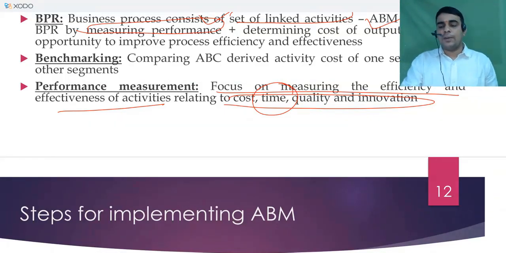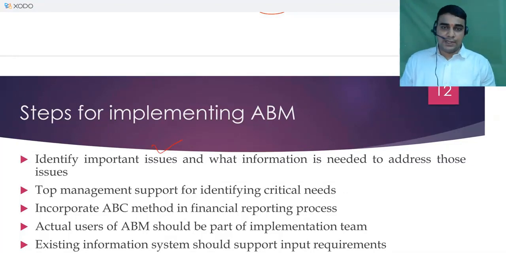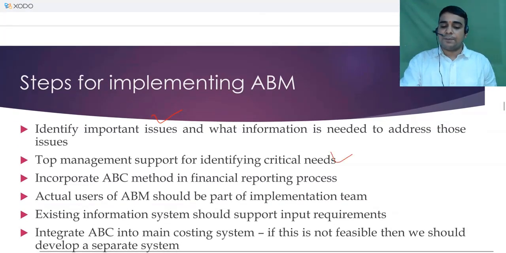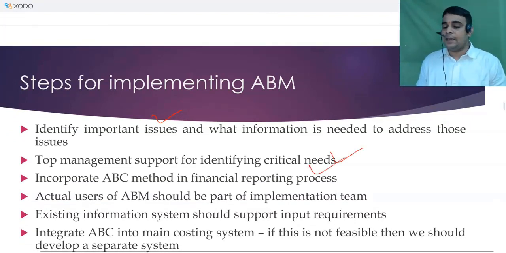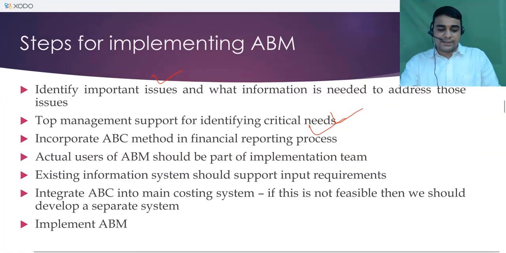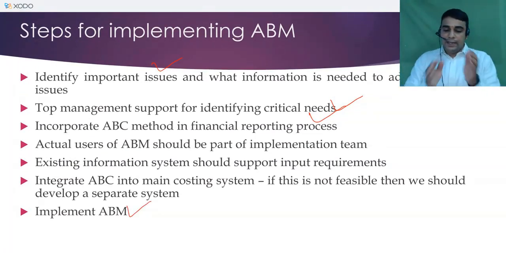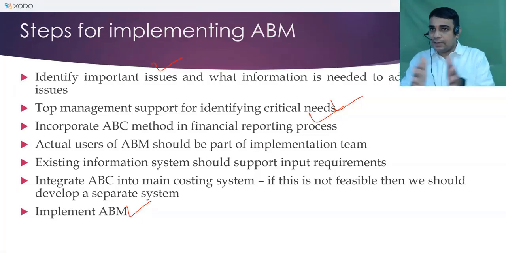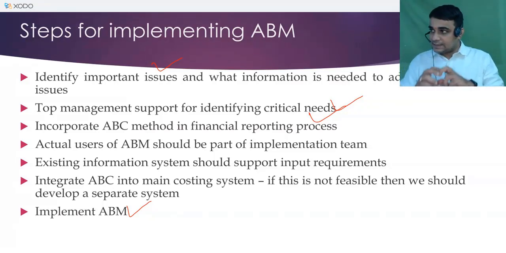So I think the first step is talking about what challenges the company is facing today. Identify important issues or challenges the company is facing and what can be done to address these issues. You need the top management support for identifying the critical needs. Implement the ABC system, the activity-based costing method. Then once this is done, finally you will be able to implement ABM, activity-based costing management. Your ABC has to be implemented first. ABC will give all those possible information which I need, and based on that ABM can get implemented by the organization. ABM is a broader concept, ABC is a subset of ABM.